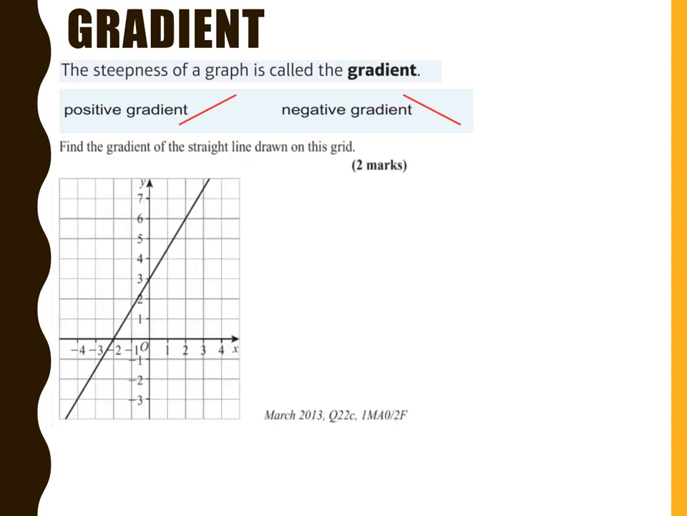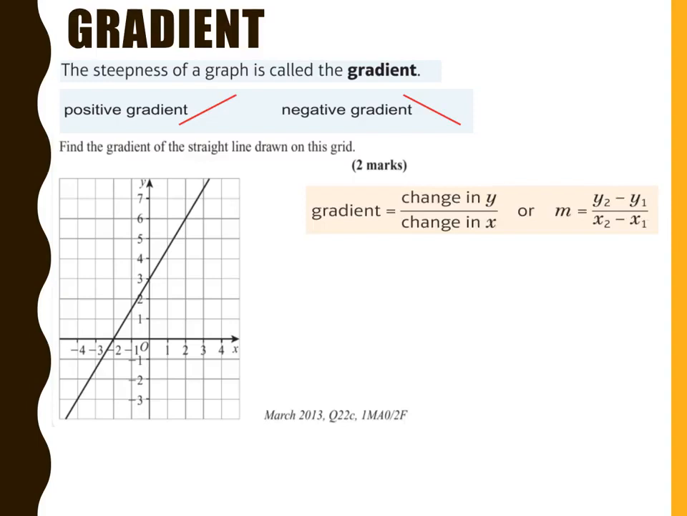If I have that line there, it says find the gradient of the straight line drawn on this grid. Well, if I had the equation y equals mx plus c, I would have known straight away my m value would have been my gradient. But in this case, we don't have the equation of this line. All we have is a line and we were told to find the gradient. There are two ways we can do that.